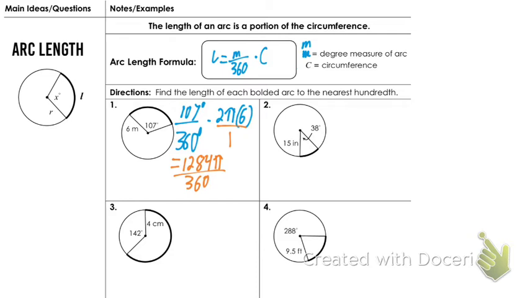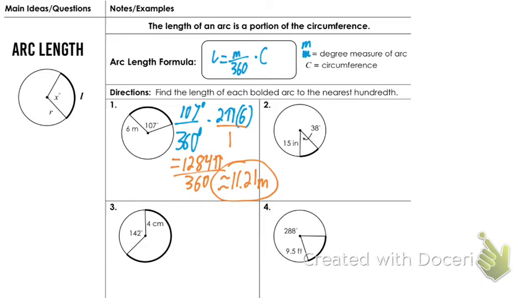Why wouldn't you do 107 divided by 360 first? If you want to, you can. However you want to type this in your calculator, you can. Okay? So, take 1284 times pi divided by 360, and we get approximately, let's go to the nearest hundredth today, because it says that, 11.21 meters. Thank you, Kelly. Approximately 11.21 meters. Questions on that?